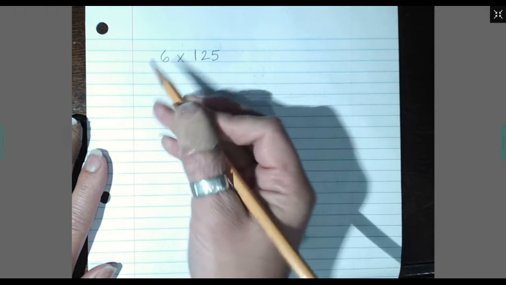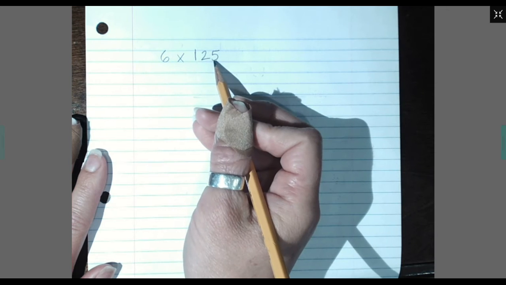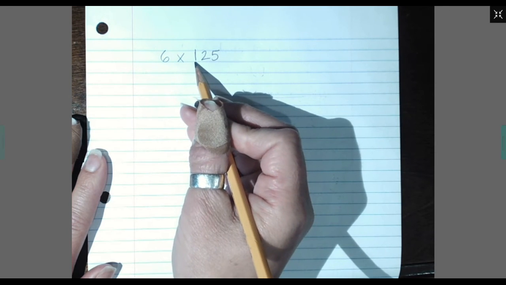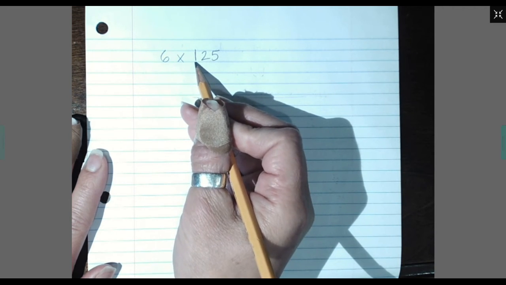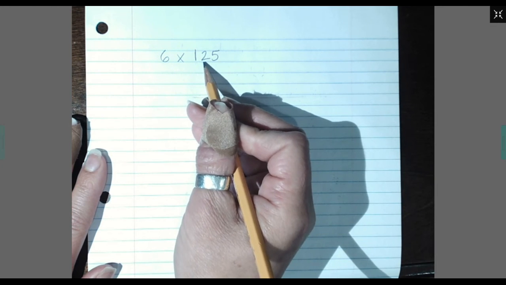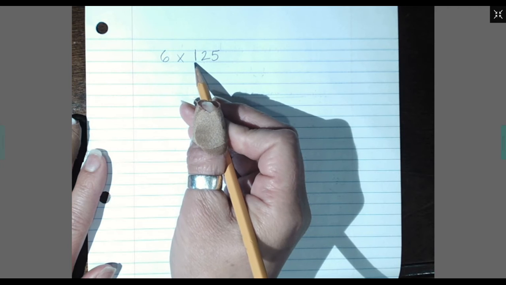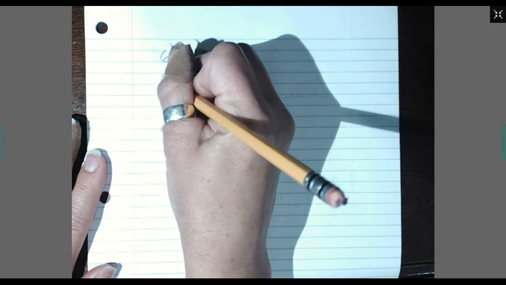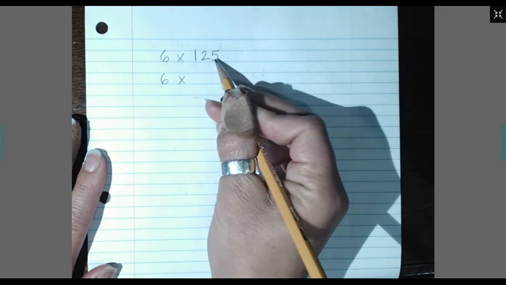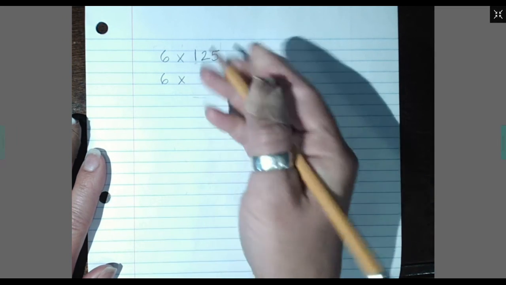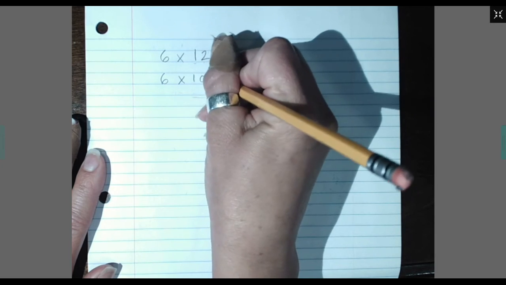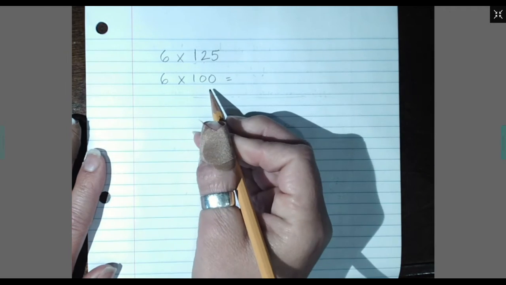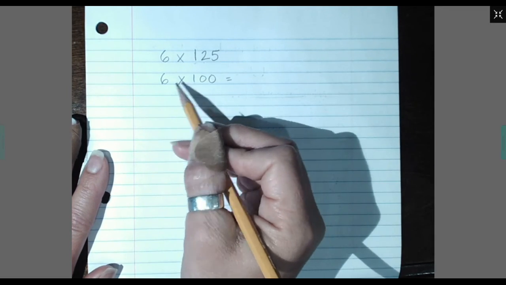So if I have 6 times 125 and I'm going to round it to the nearest hundreds place, I would look at that right place and follow the rule: 4 or less, let it rest. So this 1 would get to stay. So 125 to the nearest 100 rounds to 100. Now I can multiply 100 times 6.